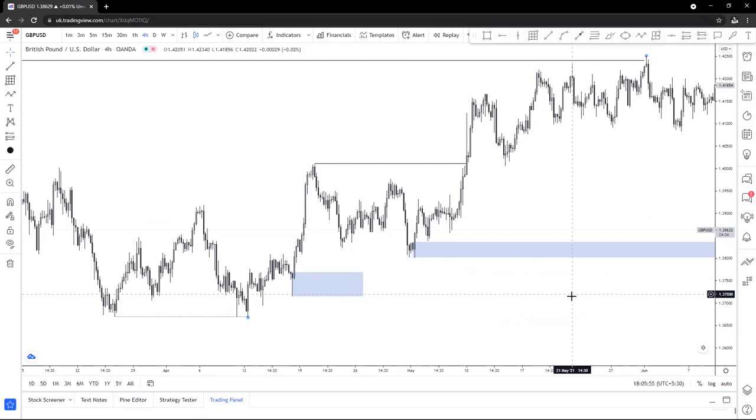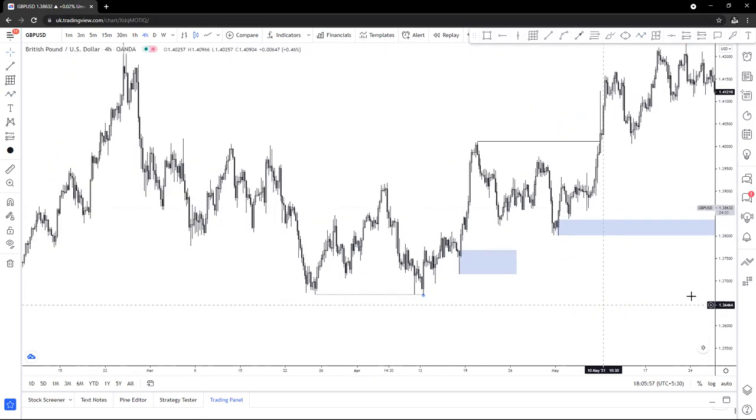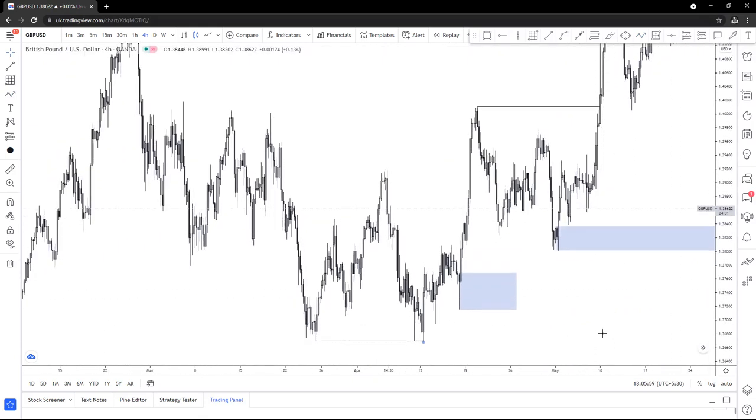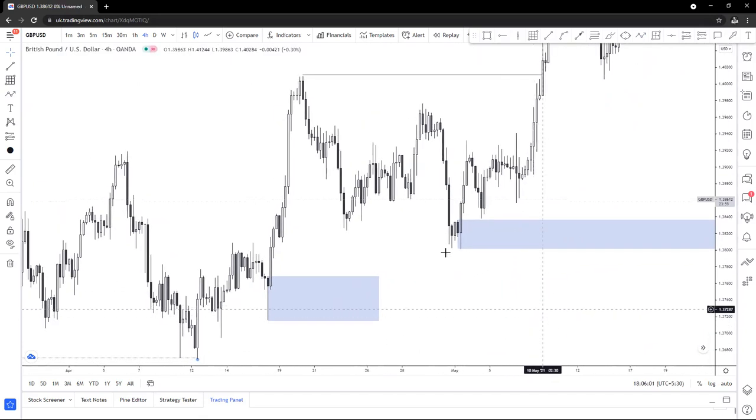But there's something else we need to consider. Once you're going to choose an order block, always choose the order block that is closest to the inducement. That's closest to the inducement.